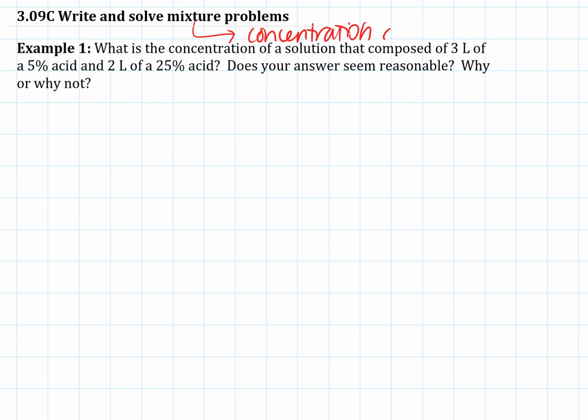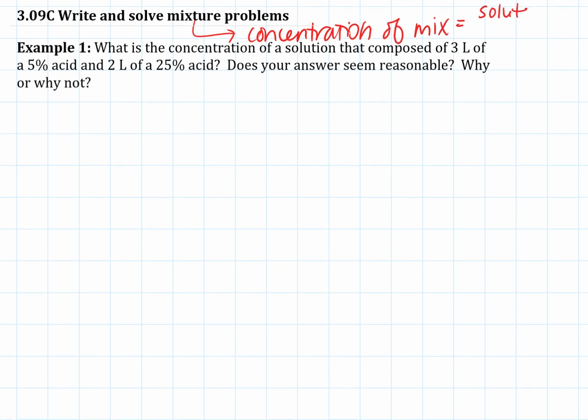of a mixture is the amount of solute over the volume of solution, which is less formally the amount of stuff you have mixed in out of the total volume of the solution that you're making. So let's contextualize that a little bit.